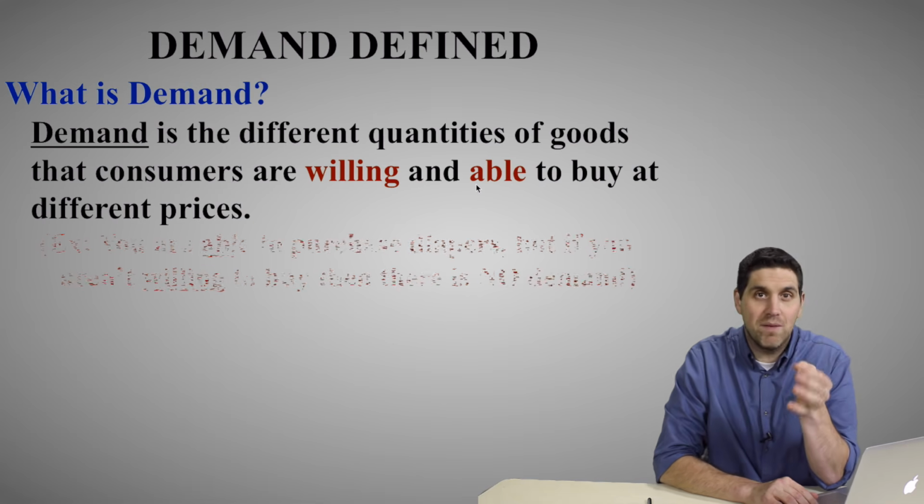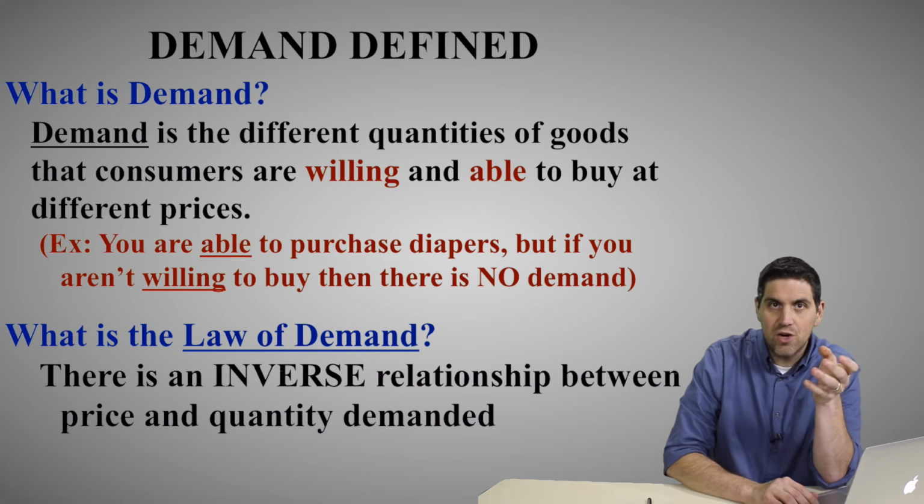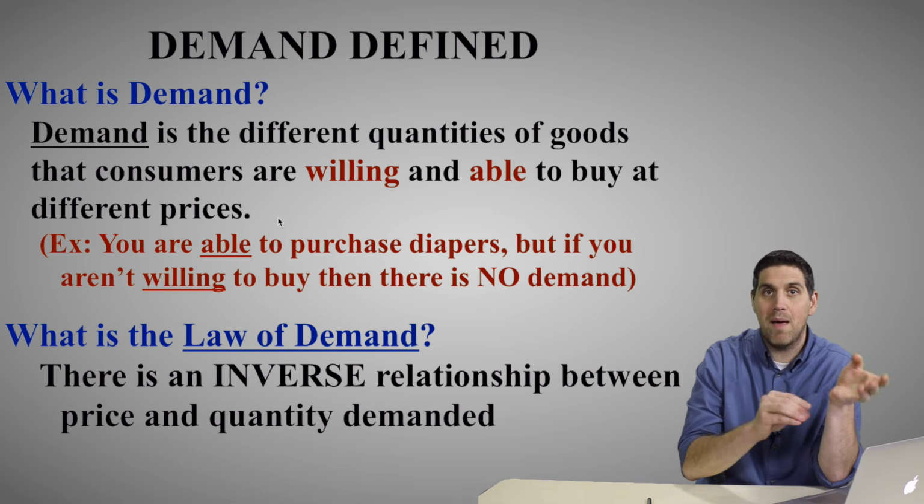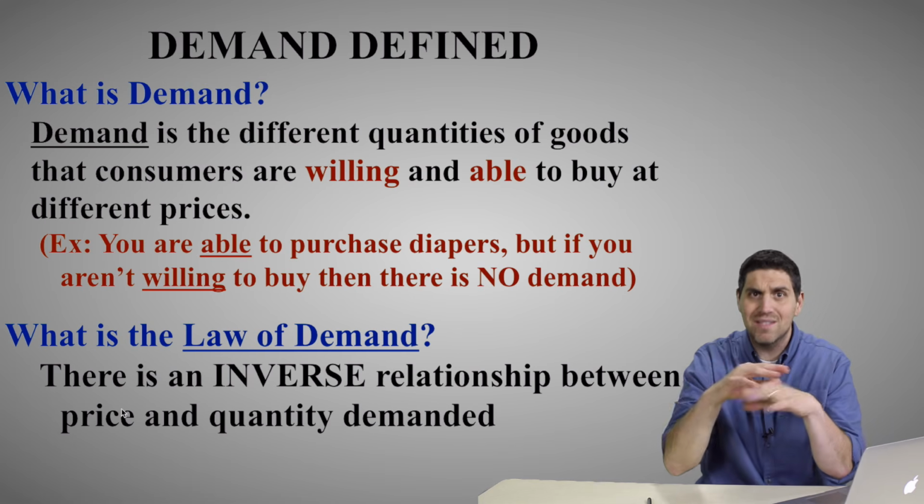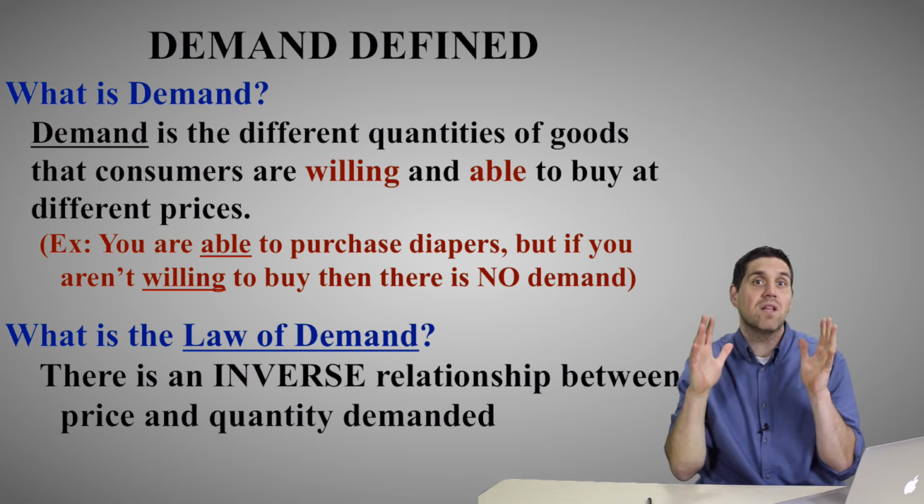Now, there's something called the law of demand. The law of demand shows you that there's an inverse relationship between price and quantity demanded. When the price goes up for stuff, people buy less of that stuff, and when the price goes down, people buy more. It's pretty standard, everyone knows it. That's the concept. Again, it's called the law of demand.